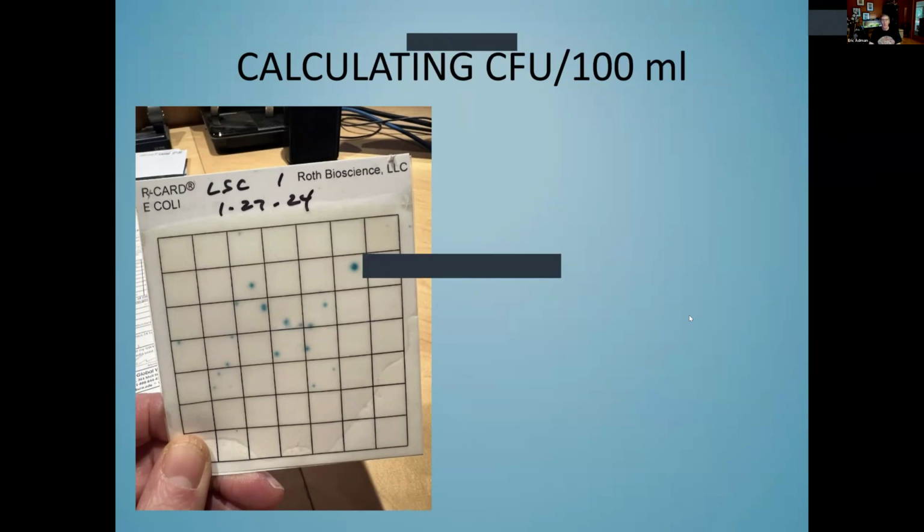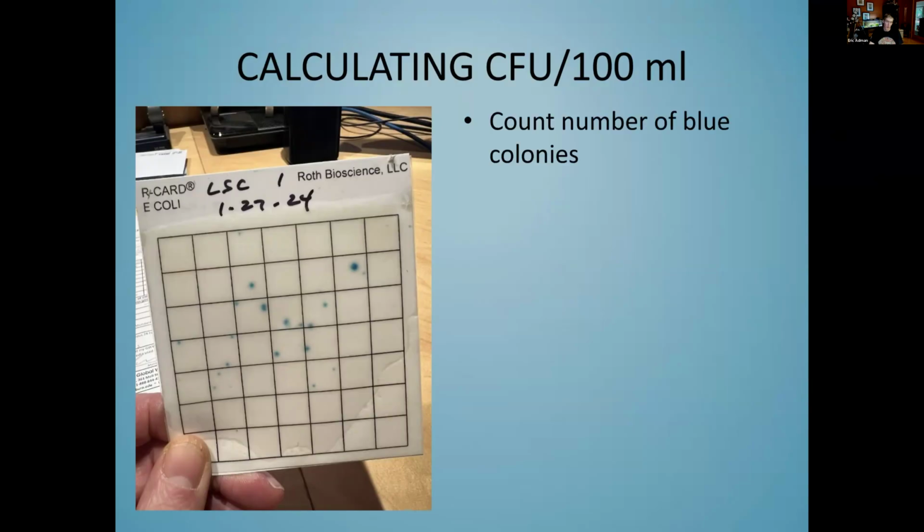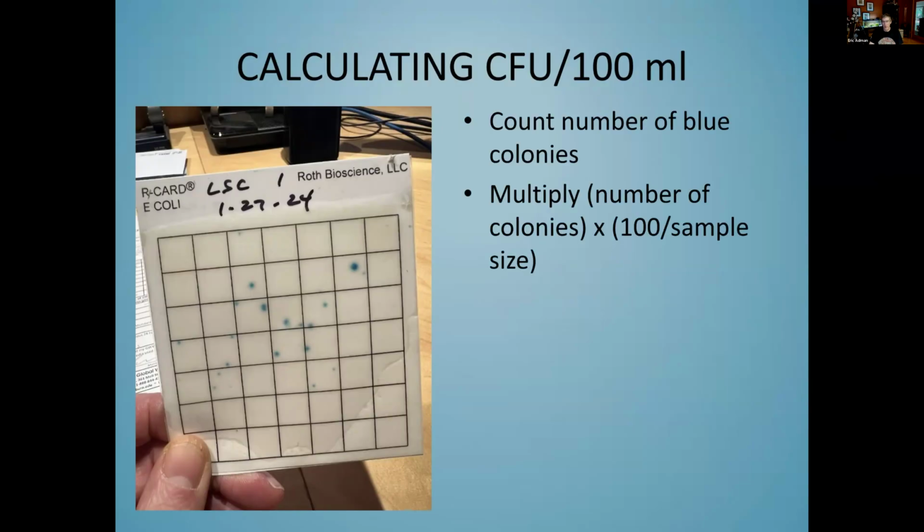Okay, so we collected our sample, we plated it on the card, we incubated it, we counted our colonies. So now we're going to do some calculations of how many CFUs per 100 milliliters we have. We're going to count the number of blue colonies, and then we'll do some math. On this card, let's say that we counted up all these colonies.